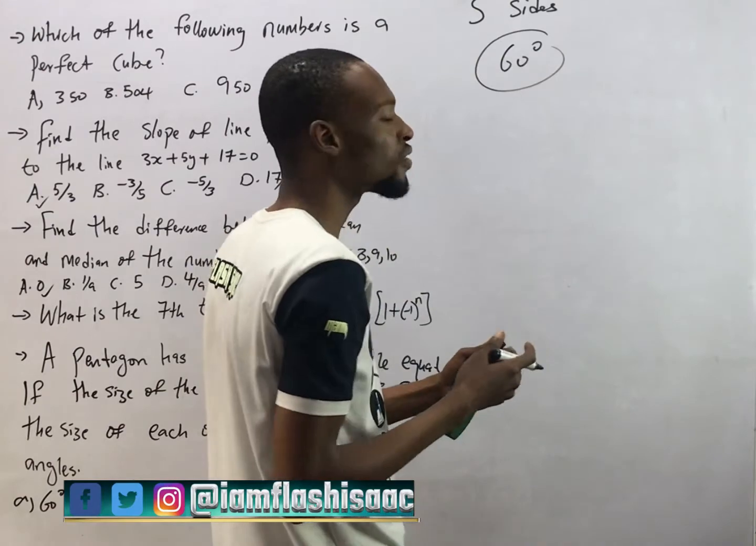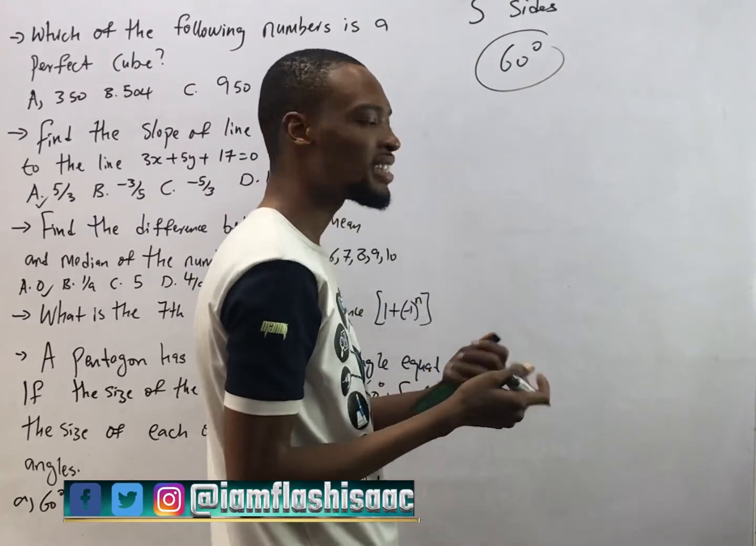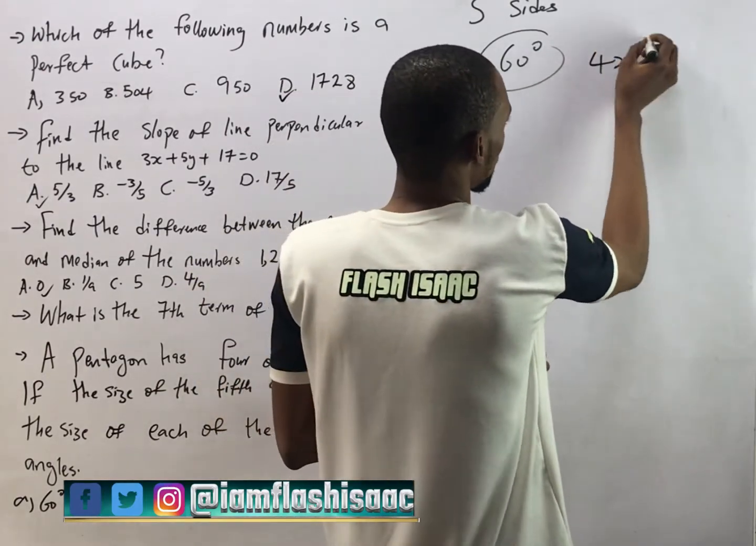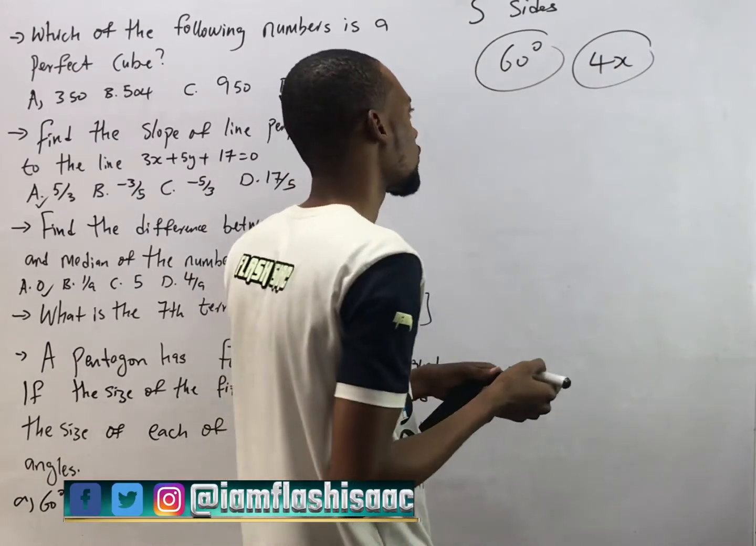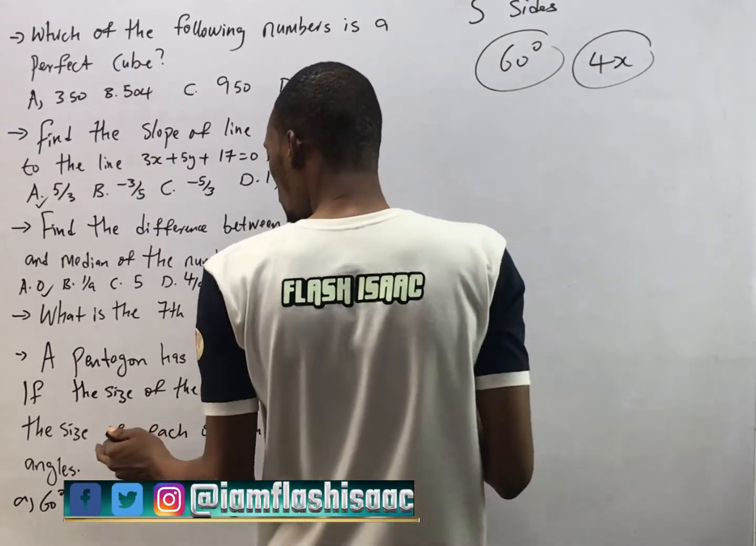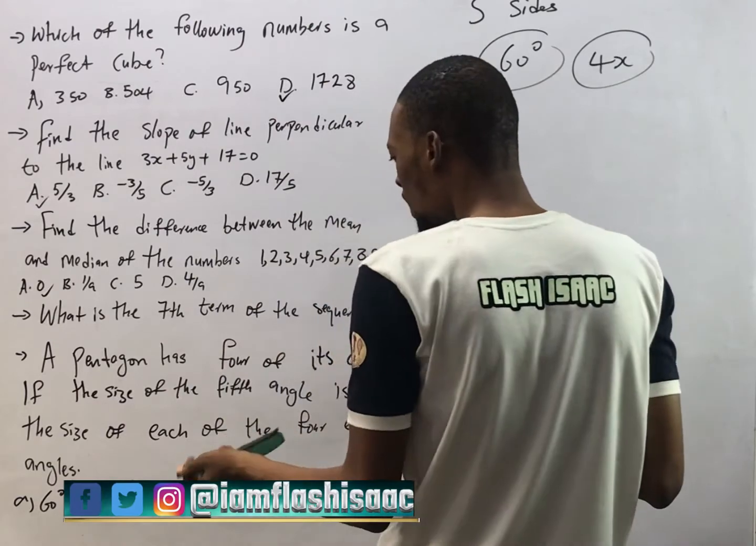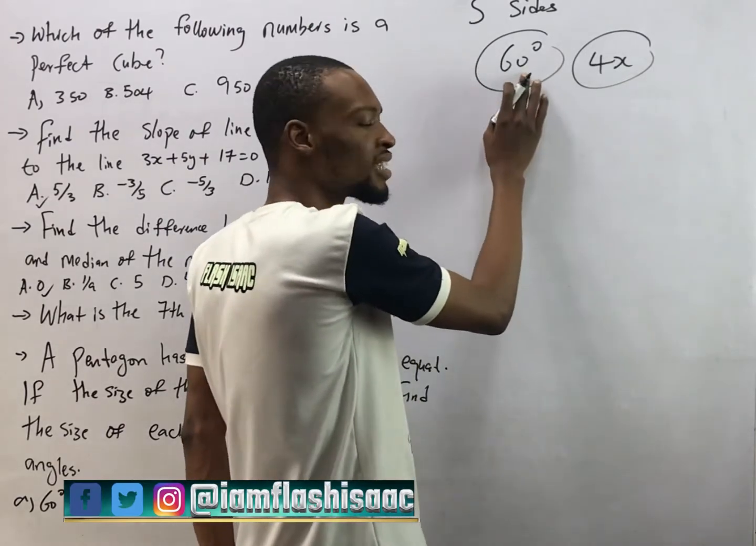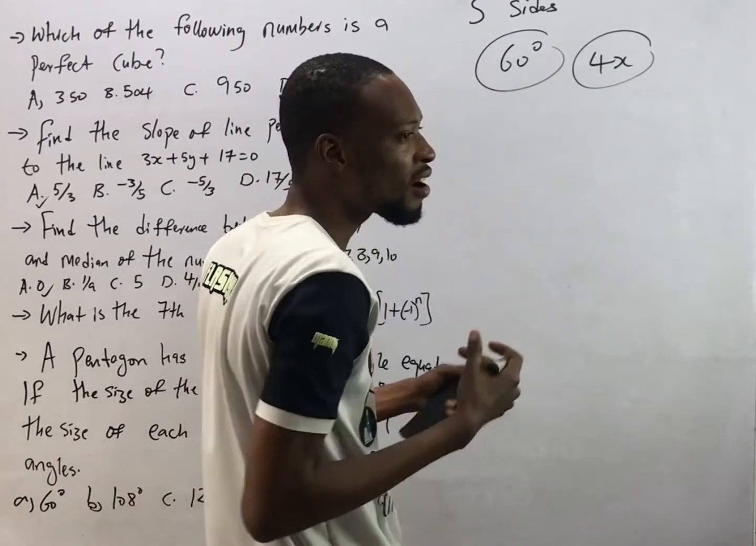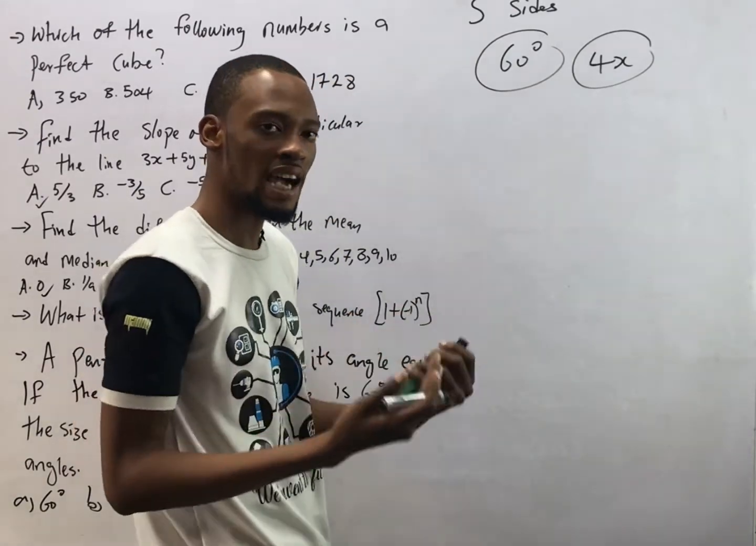So let's say if one of them is S, the other 4 are equal. That means they are, let's call them 4S. They are equal. It said, what is the size of each of the 4 equal angles? So we already know that the 5th angle is 60 degrees. The other 4 angles that are equal, what is their size?